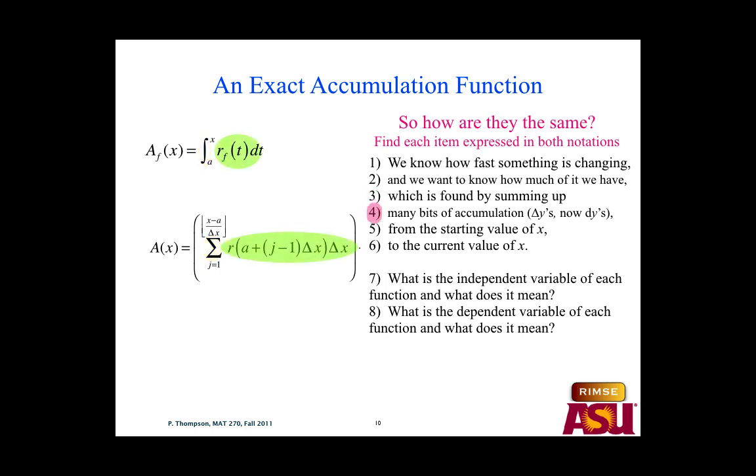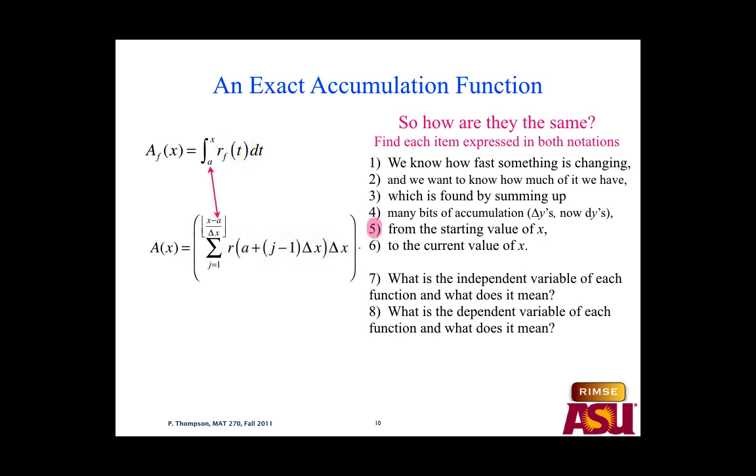So, many bits of accumulation. For adding up accumulation, that's adding up the m dx's. So we have rates times a little bit of change in our independent variable. In our sum, that was our rate function evaluated at the left end of an interval times the length of an interval. In our integral expression, it's just the rate evaluated at some t that's in our overall interval of interest times dt, and thinking of that as a very small change in our independent variable, or letting t vary by a little bit between a and x, and use that rate for just a moment.